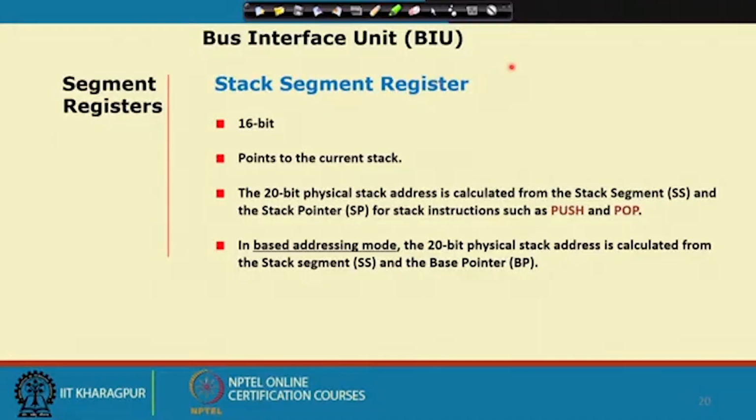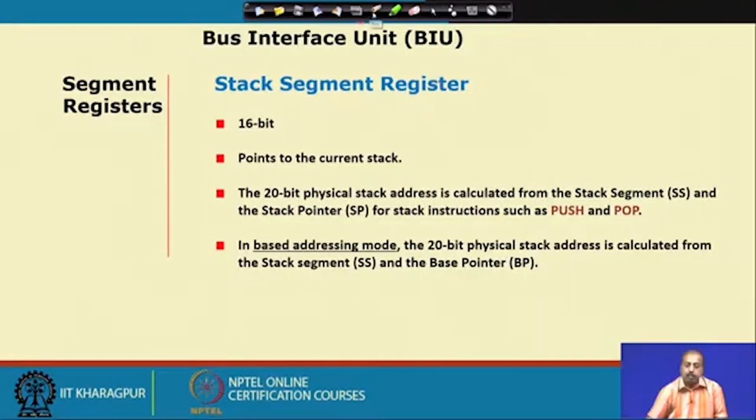Next, we have the stack segment register, which is commonly known as the SS register. This is again a 16 bit register, and it points to the current stack. As you can understand, if I change the stack segment register, the SS register content, then it can point to different locations in the memory.